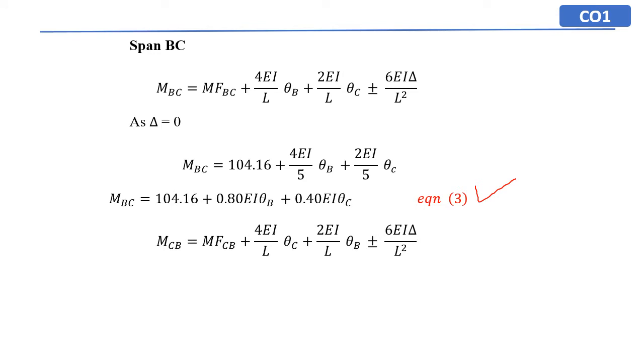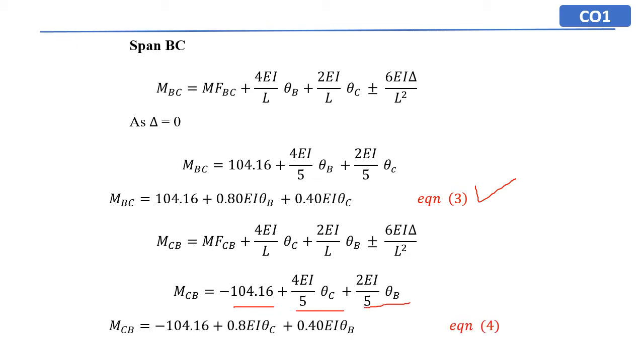Then MCB is equal to MFCB plus 4EI by L theta C plus 2EI by L theta B plus or minus 6EI delta by L square. Then MCB is equal to minus 104.16 plus 4 upon 5 EI theta C plus 2 upon 5 EI theta B, and then we'll get MCB is equal to minus 104.16 plus 0.8 EI theta C plus 0.40 EI theta B.